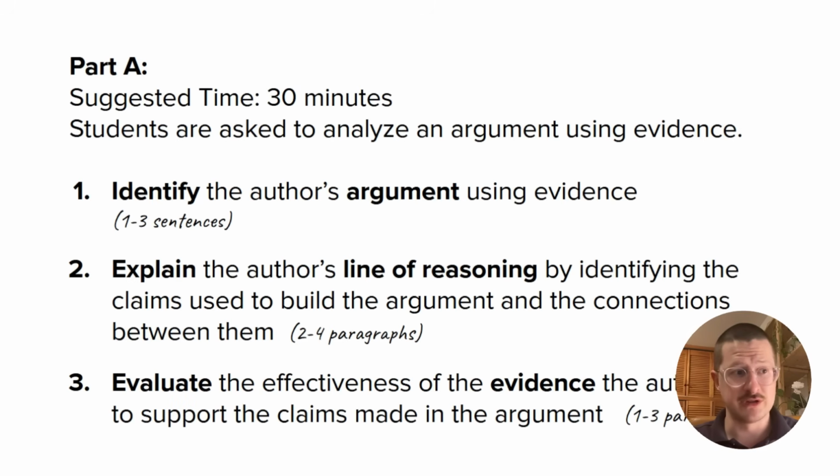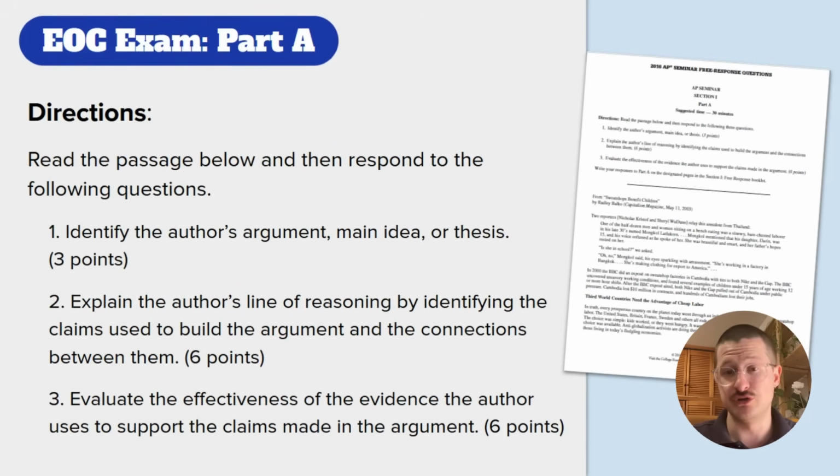Here, what the College Board says is you should do 2 things, really. Number 1, explain the author's line of reasoning by identifying the claims used to build the argument. So, identify claims and explain connections between them. Now, you are not writing poetry here. I highly recommend being as specific and explicit as possible.